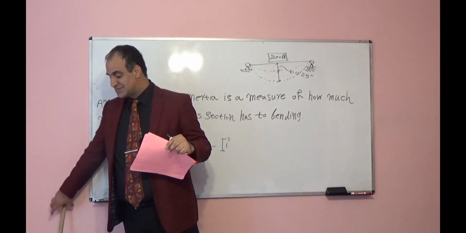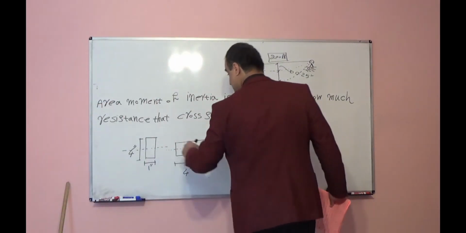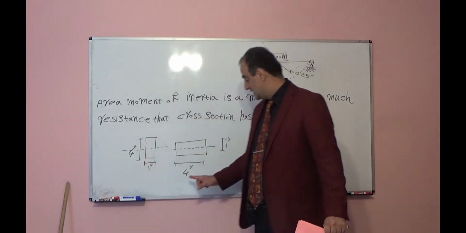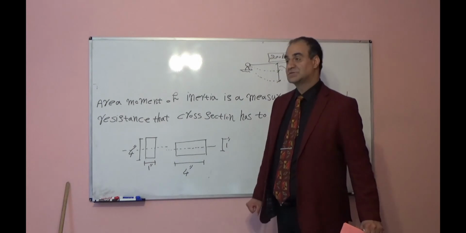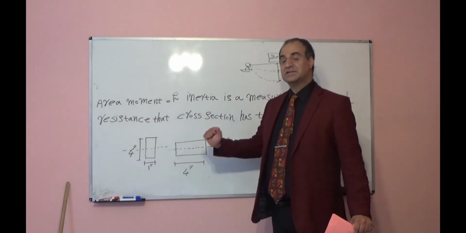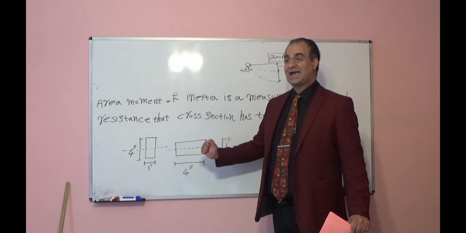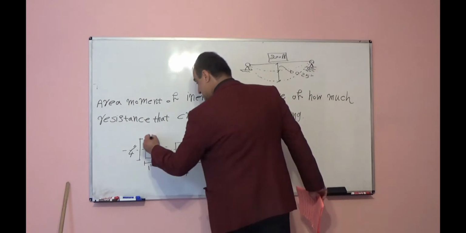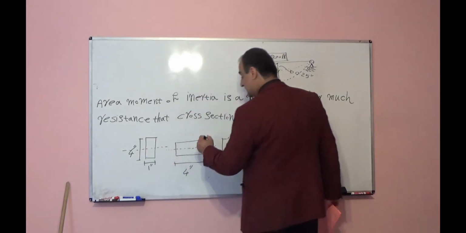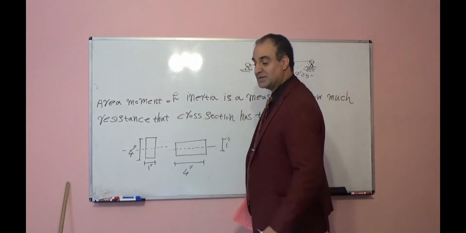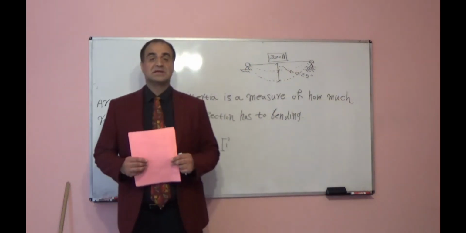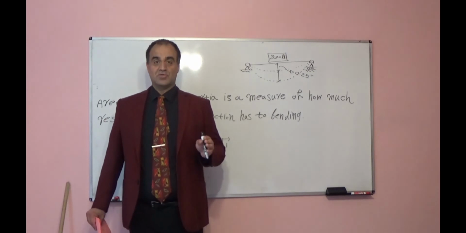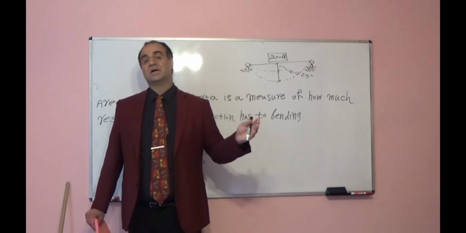The cross section is the same. In this example, cross section 4 times 1, so 4 square inches. Again 4 times 1, 4 square inches. The cross sectional area is the same, but the resistance against the bending moment will change. And you see this direction is much stronger than this direction. This we measure using second moment of area or area moment of inertia. In most cases you will hear moment of inertia.